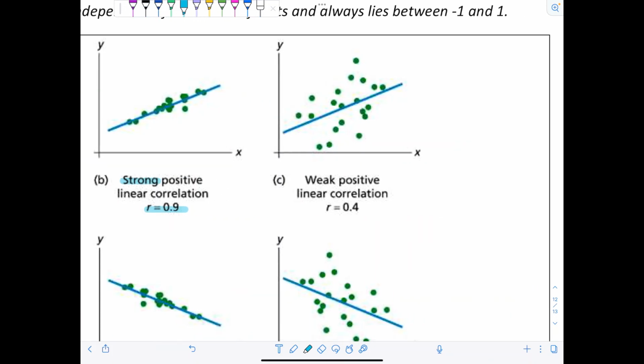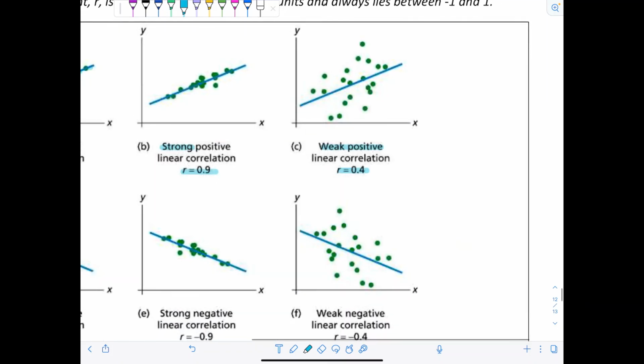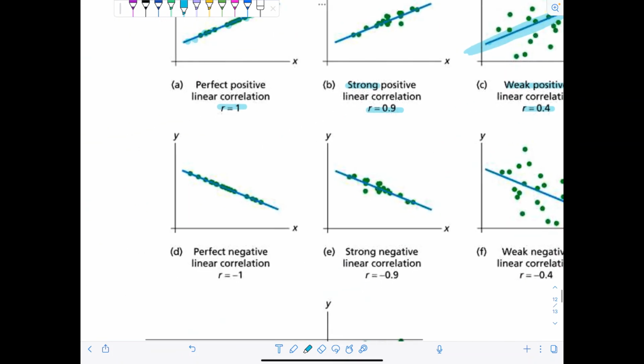Oh my goodness, look at C. It's a hot mess. I mean, if you take the line out of there, you're like, it's just a blob of points, right? This is a weak, it is positive because it's somewhat going upward, right? But it is not good. R is 0.4, weak positive linear correlation. Like, would you want to use that line to predict where the points are going to be? No, thank you.